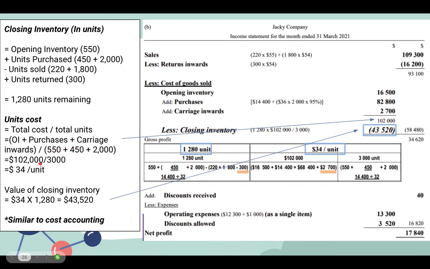So we're calculating how much each of those units costs. It's $34. So at the end, your closing inventory should be worth 34 times 1,280 units. For the total cost here, you can just sum up all the cost items inside your cost of goods sold. Then you have the total cost divided by how many units you have bought or have on hand. Then you can find the unit cost.